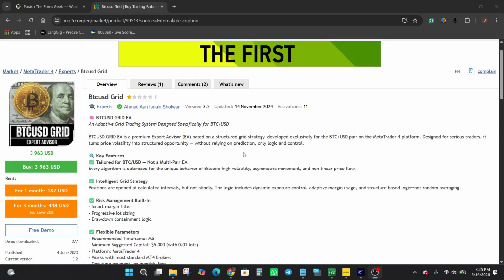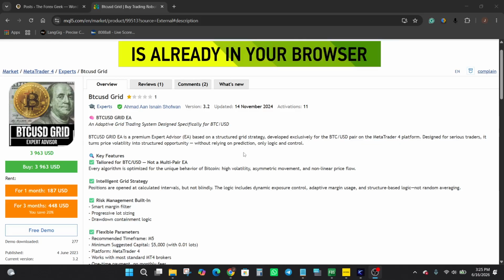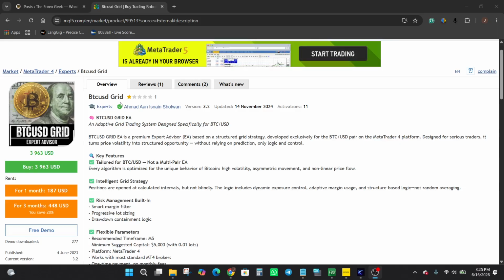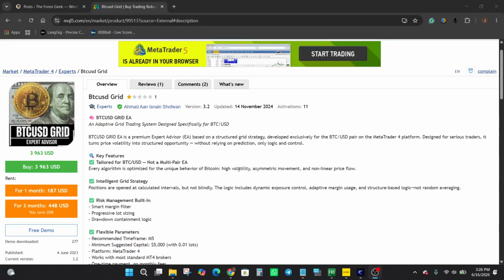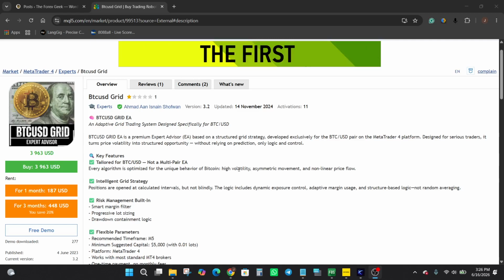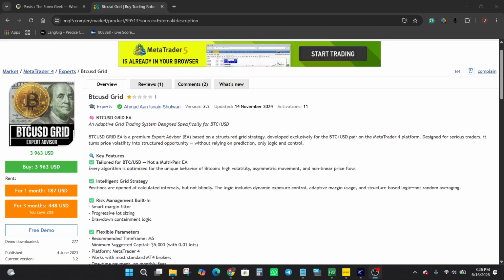So in this review, I am taking a look at BTCUSD Grid EA for MT4. I'll be going through the MQL5 Marketplace page, breaking down what the developer has shared, and then reviewing how the system behaves during historical testing so we can better understand its overall structure.